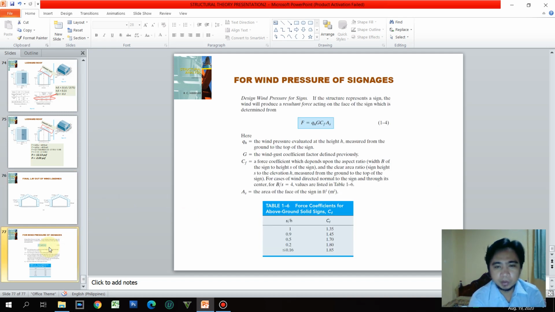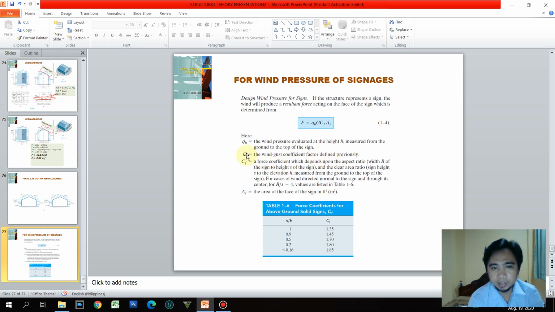And then we also have a criteria for derivation of the force. So you can see it is already force. Q is equal to QH GCF AS. So this is the CF factors. So this is the wind pressure of signages. Signages, QH, the wind pressure evaluated at the mean height measured from the ground to the top of the sign.